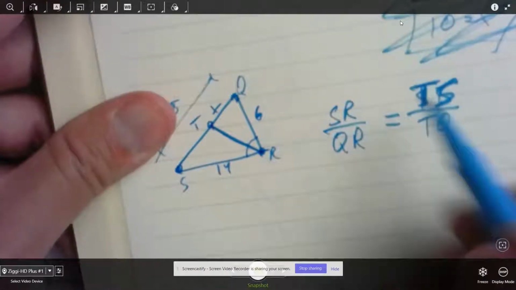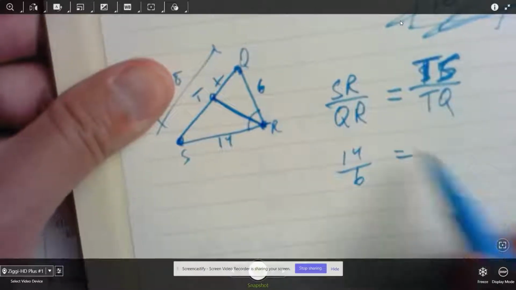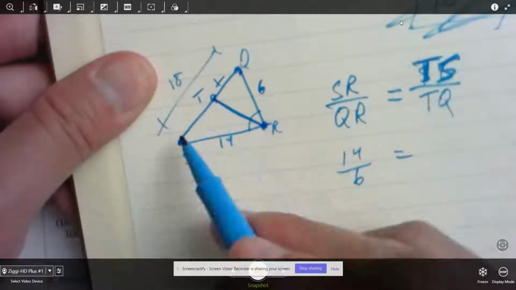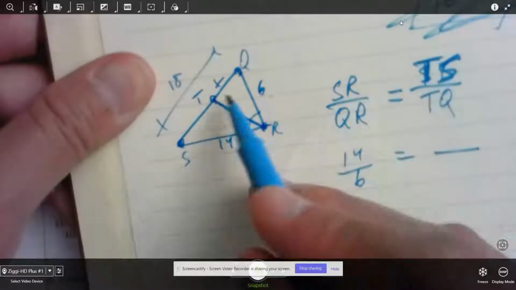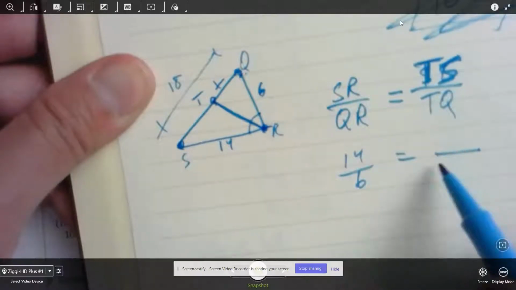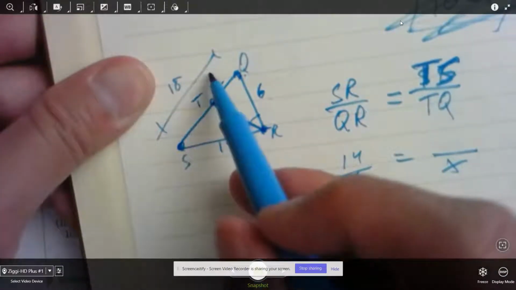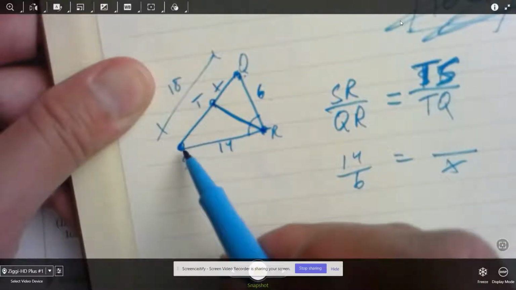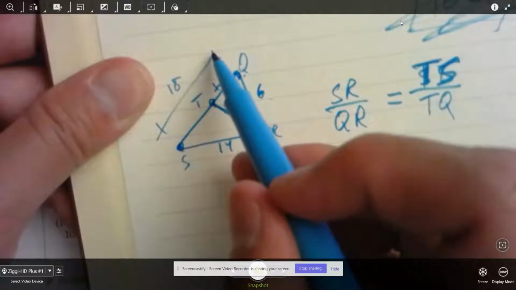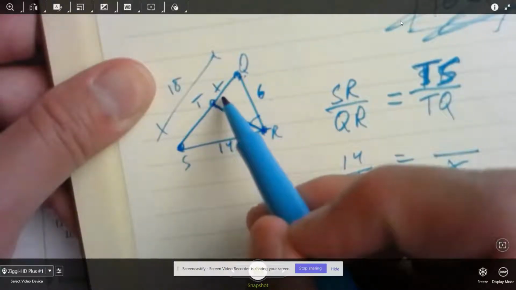We have 14, and then QR is going to be 6. And TS is what I don't have. But let's see. T to Q, I do have, which is just X. But what is TS? Well, if you think about it, this whole side length is 18, and I only want to find TS, so basically I would have to take this whole side length 18, subtract QT from it, and whatever's left over is TS.